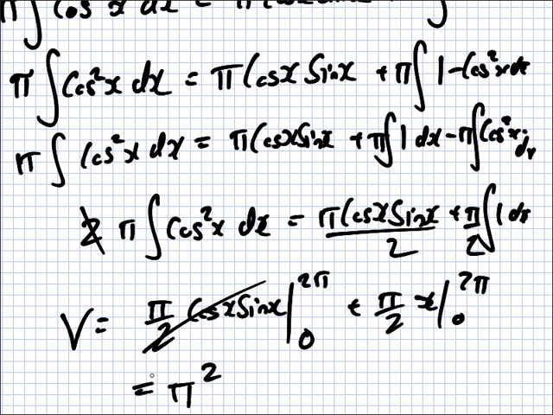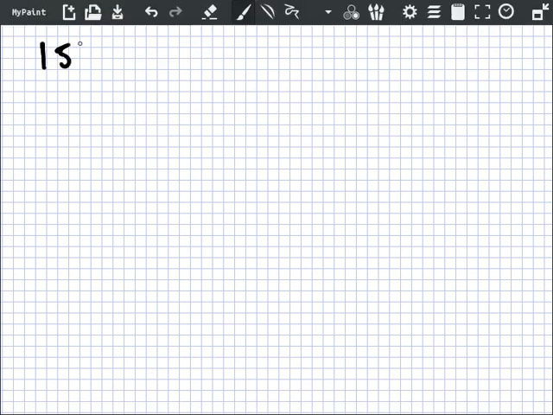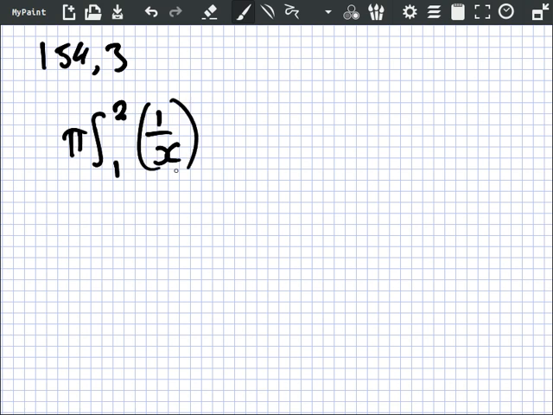Same page, number 3. Which one? Will we do 3C? Wait, what page? 150? Oh, 154. Yes, number 3. Okay, let's have a look at that. Can I scroll down? 154, number 3. So you're integrating from 1 to 2, 1 over x squared dx.